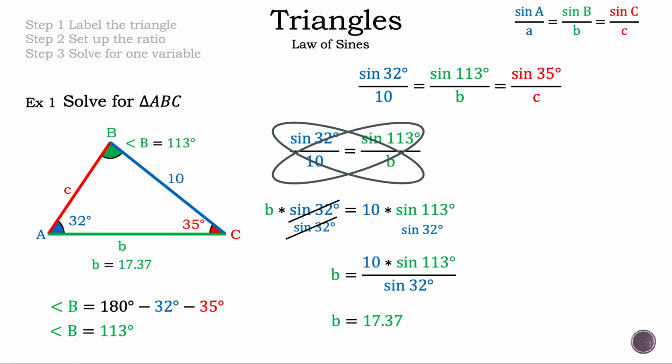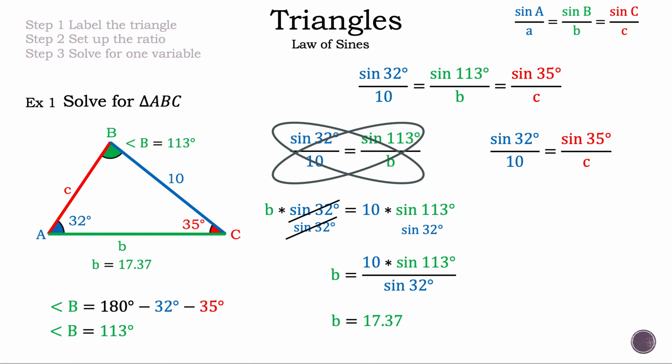We're not going to use side B because it's rounded. And using rounded answers to find another answer is evil, especially when you have to type in your answer online and when those answers need to be specific. So let's go ahead and write down our ratio or our equation that we're going to use to solve for side C. Once again, we're going to use our blue ratio, sine of 32 degrees over 10 is equal to the sine of 35 degrees over C.